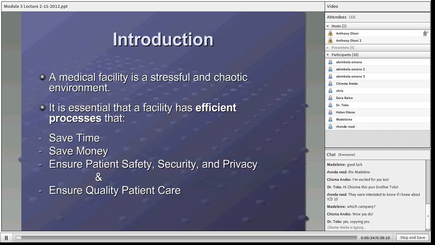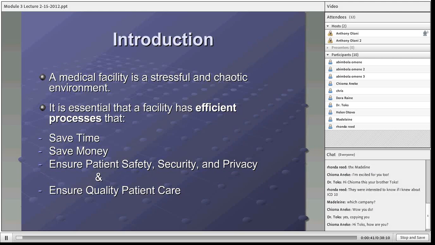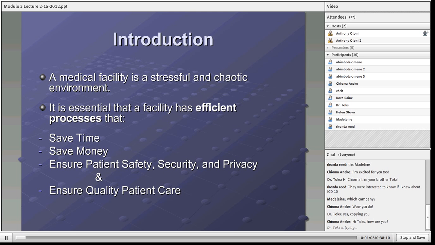Now, as we are all familiar with the healthcare system to some degree, it's understood that it is a stressful and chaotic environment. And within this, it's essential that any facility you go into has an efficient process that ultimately saves time, saves money, and ensures that the patient is safe. There's security involved, and there's a level of privacy also involved. And the overall quality of the patient care should be ensured.